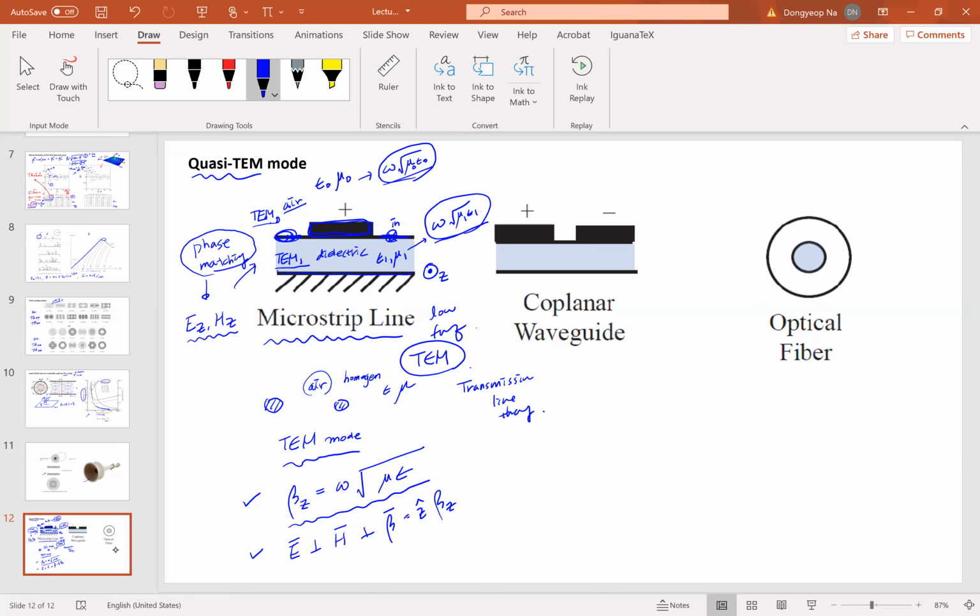And also the same argument can be applied to the coplanar waveguide. It looks like this. In this case, we have three metallic structures. And also an optical fiber, consisting of the cladding region and the core dielectric region having different dielectric materials. We're gonna discuss the microstrip line later in more detail, but I just wanted to explain why this microstrip line cannot support an exact TEM mode. Okay.